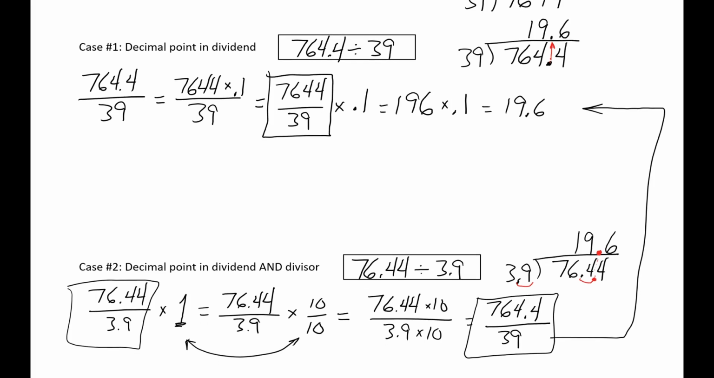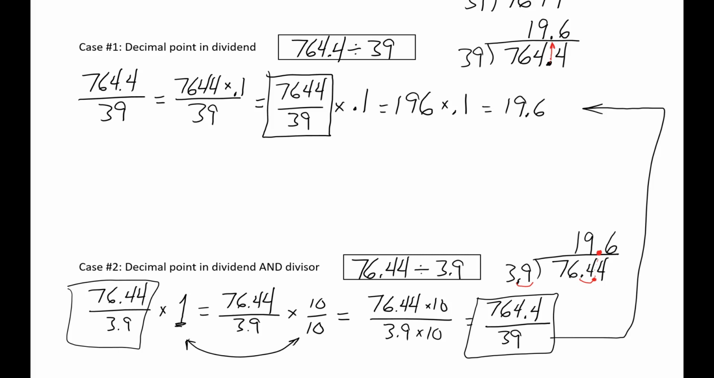And as we saw in case number 2, if we have a decimal point in our divisor, we just move the decimal point over along with moving the decimal point in the dividend over until there's no longer a decimal point in the divisor, and then we do our long division just like normal.